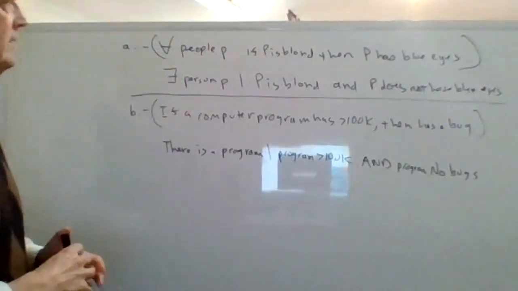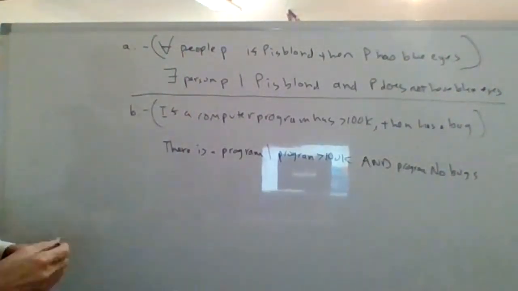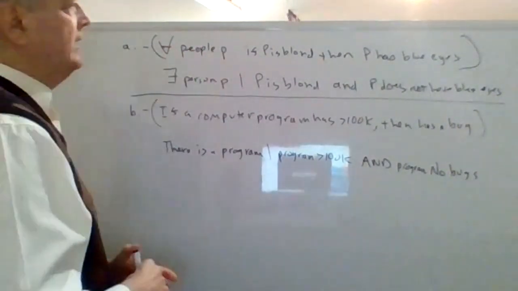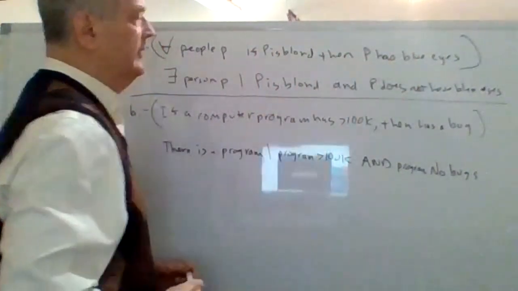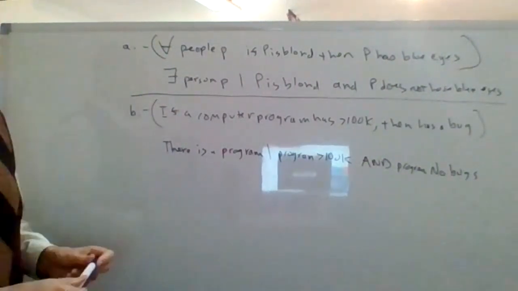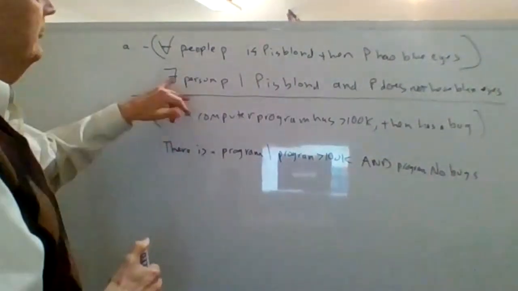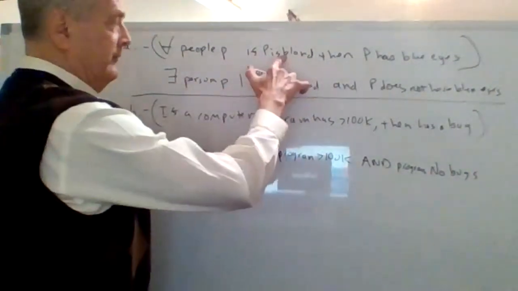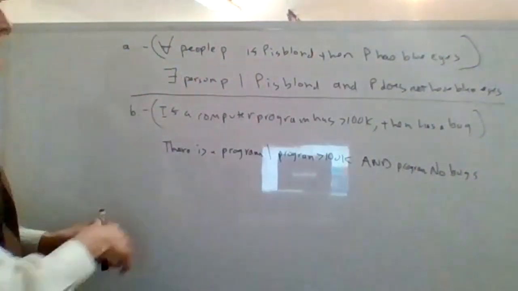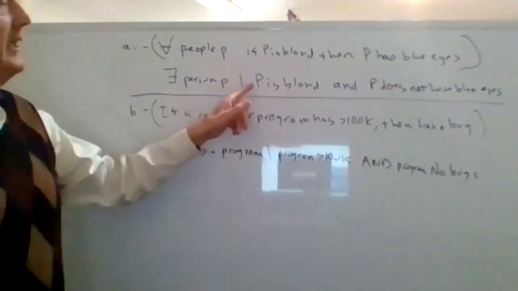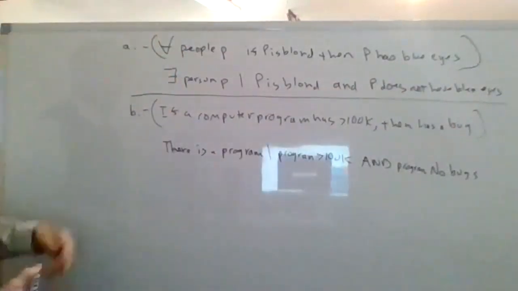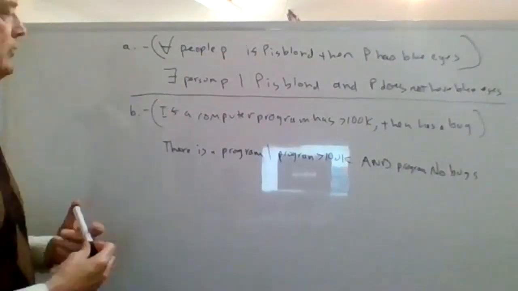Okay, so let's take a look at these. The first statement, A, is the universal conditional: for all people P, if P is blonde, then P has blue eyes. The negation of that is going to be an existential, that's a conjunction: P is blonde, this is true, and P does not have blue eyes. So formally, that is, there exists a person P such that P is blonde and P does not have blue eyes.